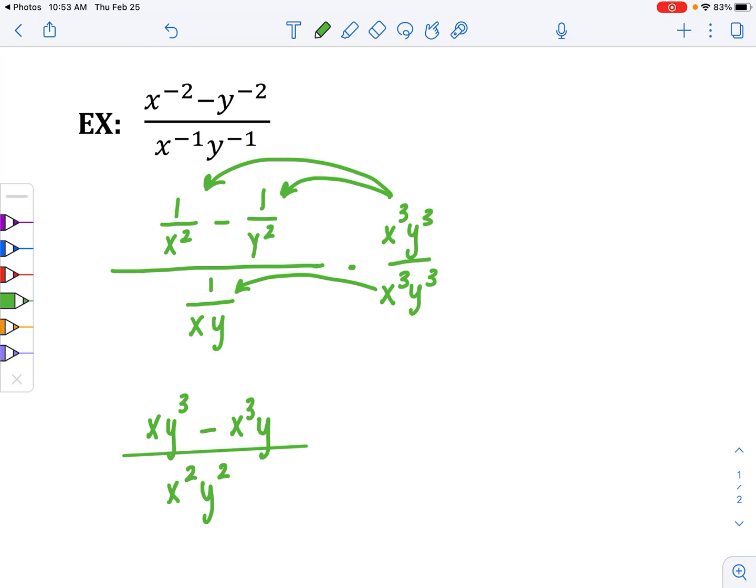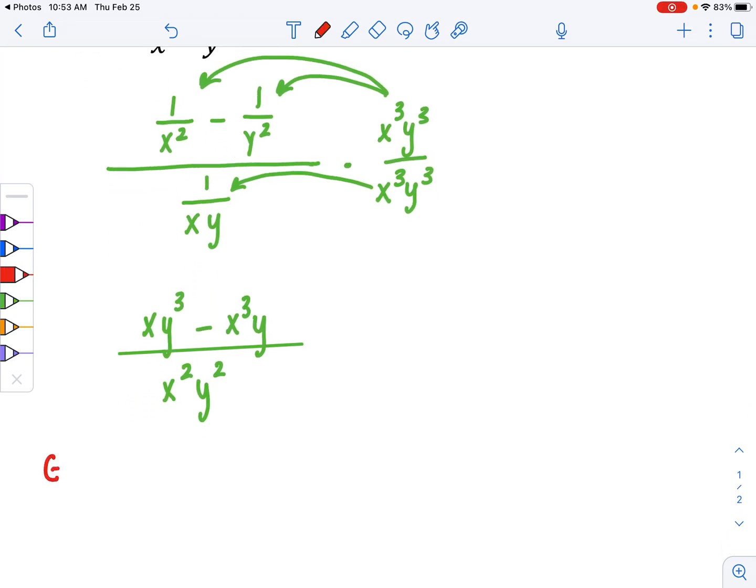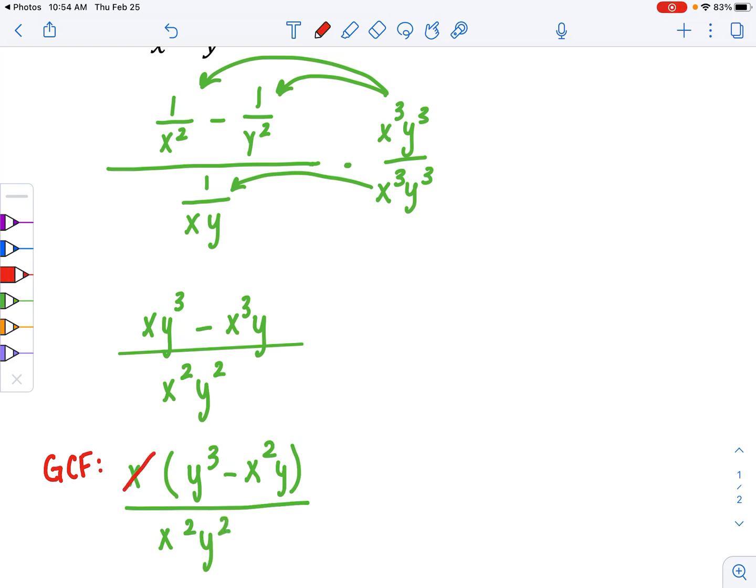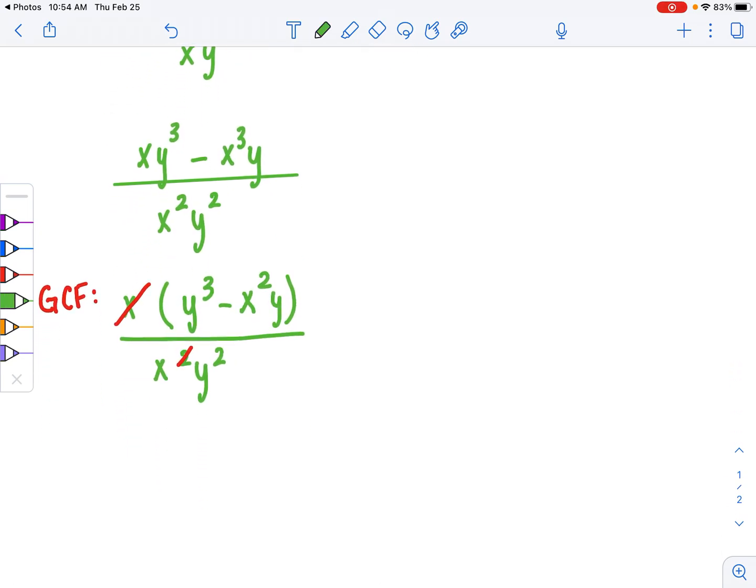Okay, let's see if there's a GCF maybe. So look at the first two terms. Look for a GCF. Well, both terms have x's and both terms have y's. So why don't we try taking out an x? You'll be left with y cubed minus x squared y divided by x squared y squared. These can cancel here. And we're slowly just simplifying. Again, this is one way. If you see a better way or maybe even a faster way, go for it. Look for another GCF.